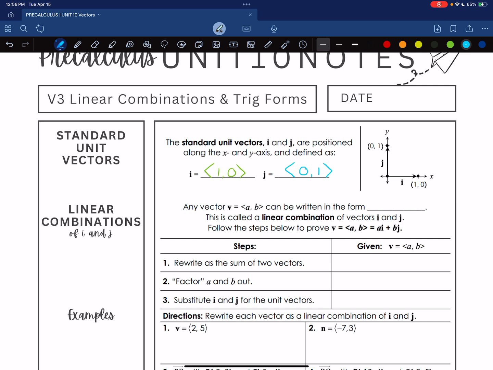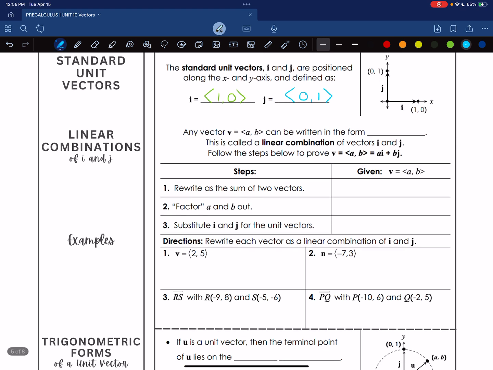Now, why would we have unit vectors? Well, we can take vectors and write them in this form: ai plus bj. And that is called a linear combination of our vectors i and j. Now, a and b are these components that are multiplying with our unit vectors i and j.